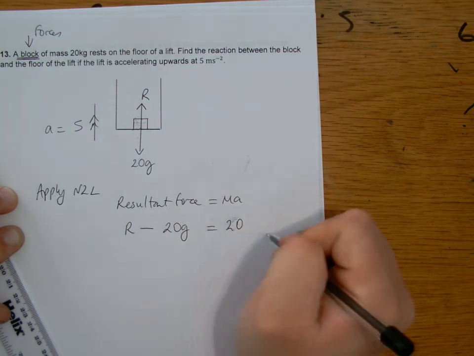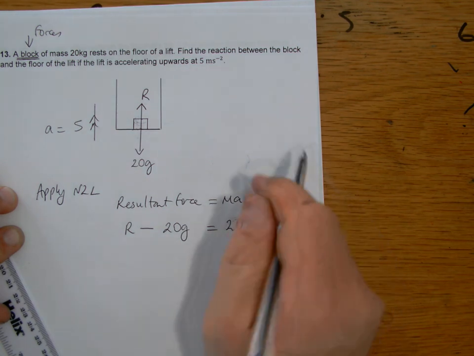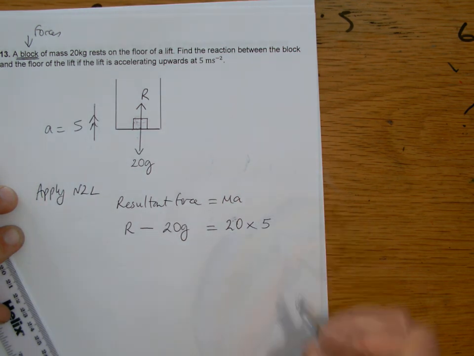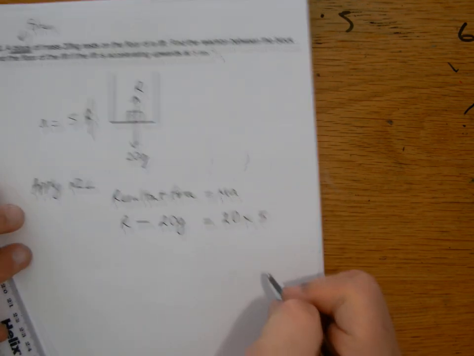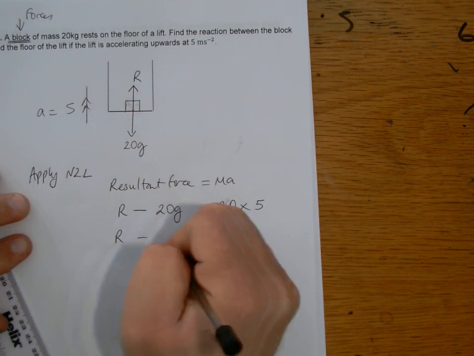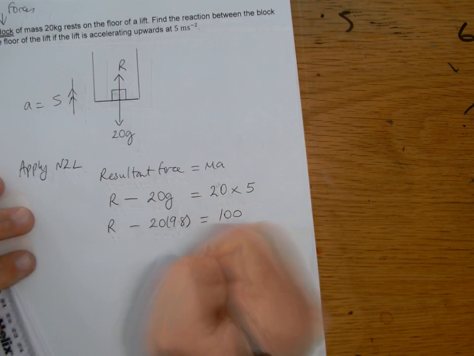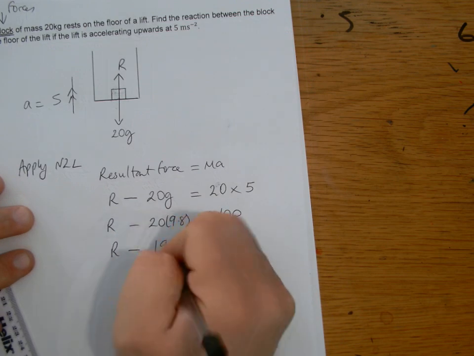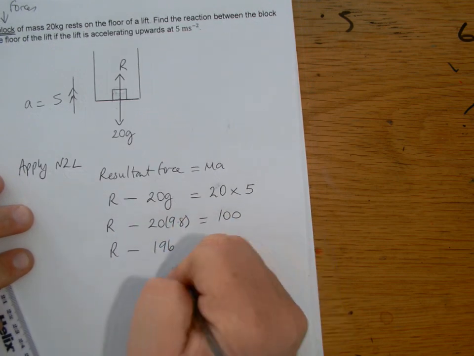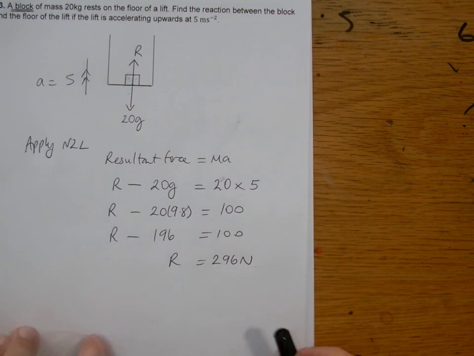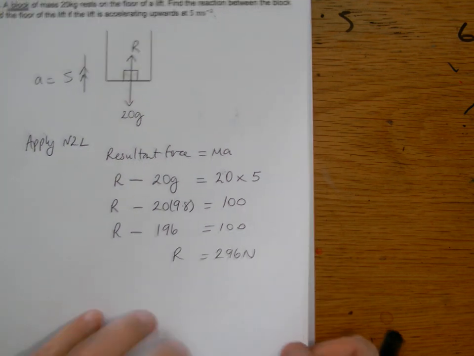So the block's mass is 20, and the acceleration is what we share with the lift, so it's accelerating at 5 meters per second squared. So you do 20 times 9.8, and that's 196. So then R will be 296 newtons. We've got the reaction there between the object and the floor of the lift.